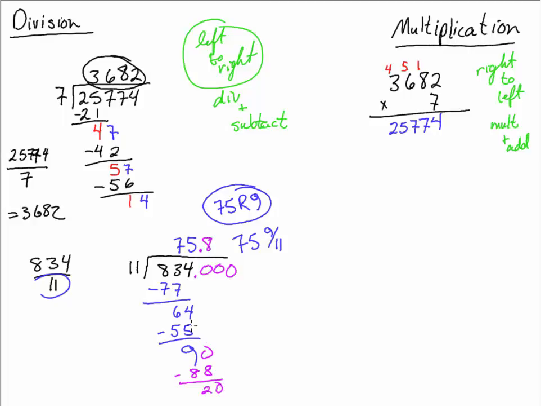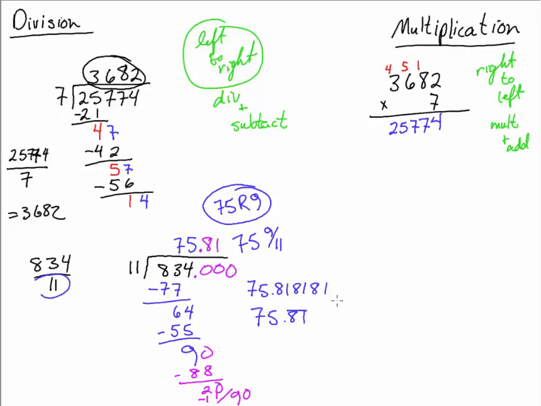Bring down a 0 and that's 20. 11 goes into 20 once. 1 times 11 is 11. Subtract, and 20 minus 11 is 9. If we bring that down, it's going to keep going. 75.818181. And it'll just repeat that pattern over and over and over and never stop. Some of them stop, which is nice, but this one is going to go on forever. The way we signify that is with a line. Bar over 8 and 1, and it says it repeats that pattern forever.